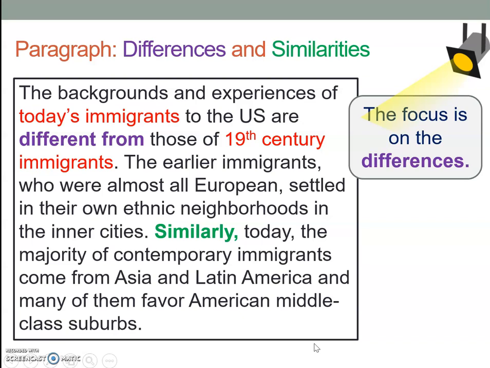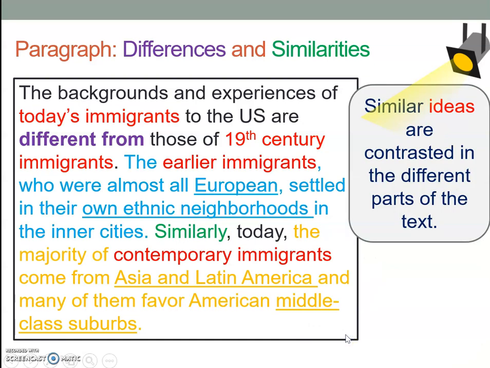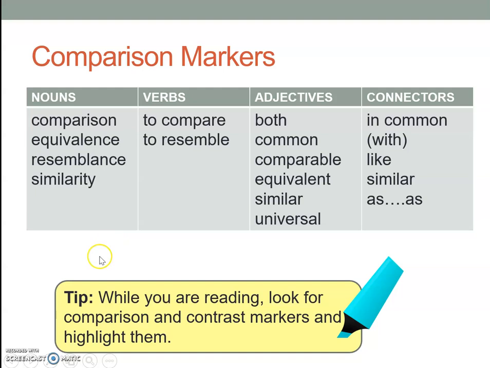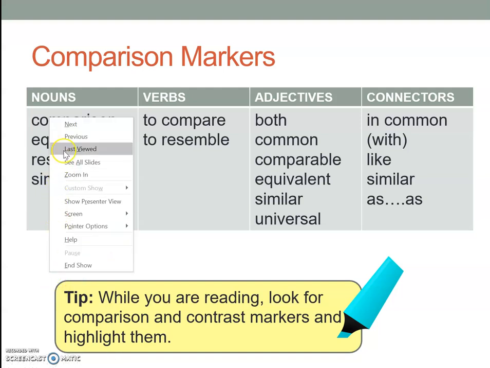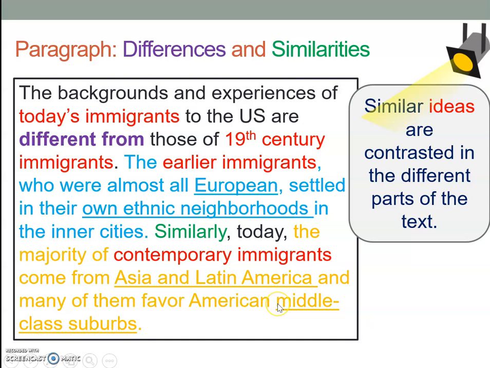And sometimes we have a paragraph which has both in it. So there's both similarities and differences. So we see different from and similarly today. And again, here it's the differences and the similarities. And what's important is that we pay attention to words like different from, contemporary immigrants, and pay attention, let's just go back. We pay attention to what is either being compared or contrasted.